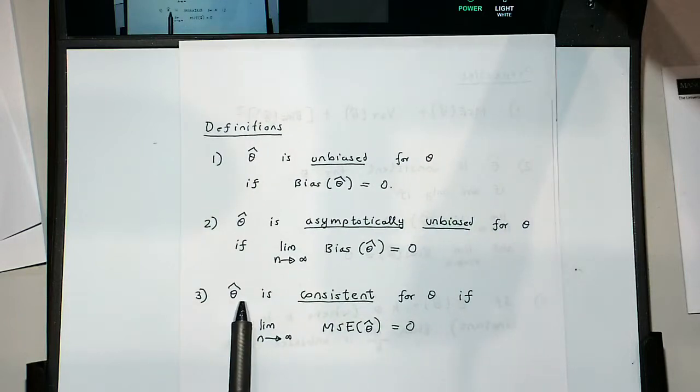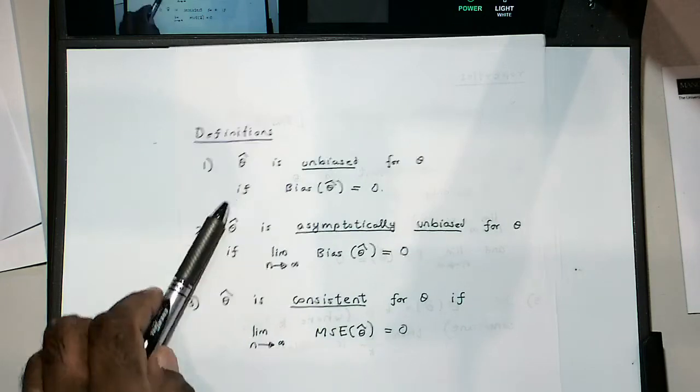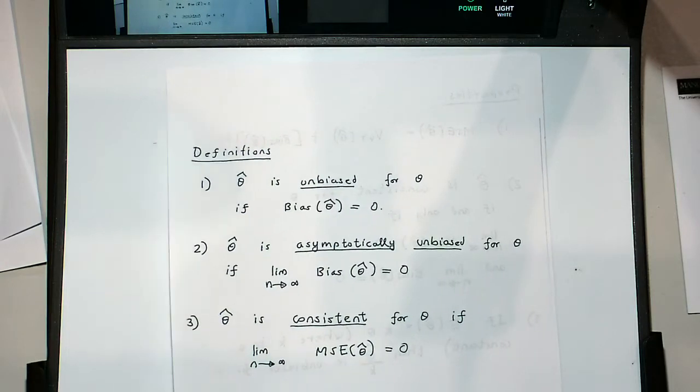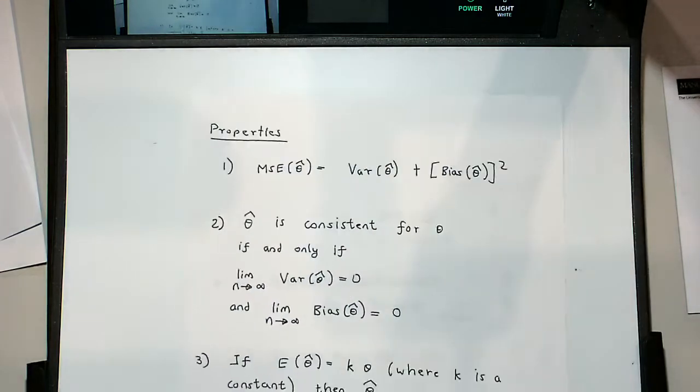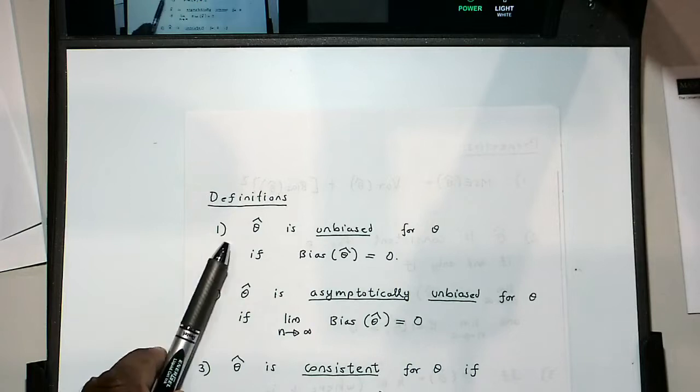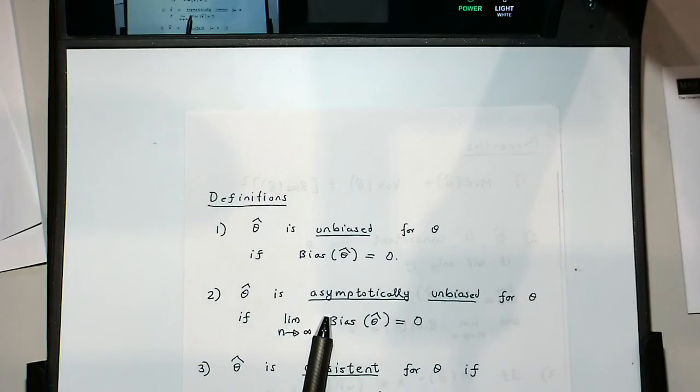And number 3, you say an estimator is consistent if the limit of the MSE is 0 as n approaches infinity. So again, all these three properties are good properties of an estimator, right? Sorry, all of these are definitions, not properties. This is the definition of unbiasedness, the definition of asymptotic unbiasedness, and this is the definition of consistency, right?